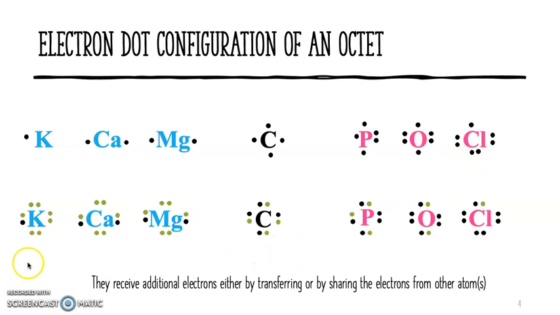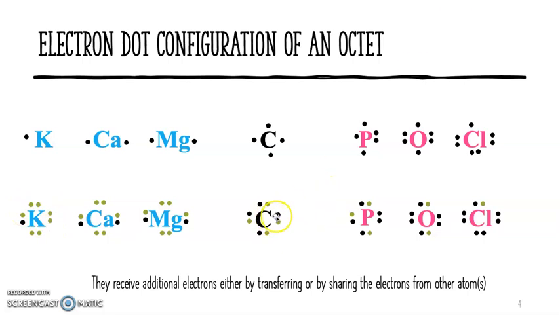To complete the octet, they must acquire valence electrons from another atom, so the total would be 8. For potassium, it only has 1 valence electron. It needs to acquire 7 more from other atoms. The green dots here represent the 7 valence electrons from another atom.